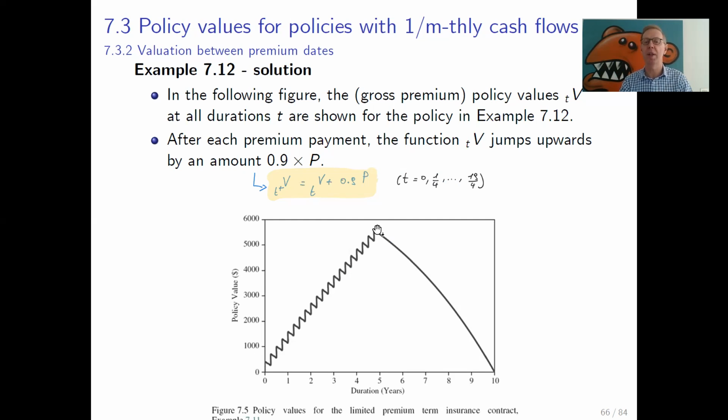From time 5 on, there are no premium payments anymore, and from that time, in a smooth way, the policy value decreases until reaching level 0 at time 10, because if the insured survives until time 10, there is no benefit payment at all.